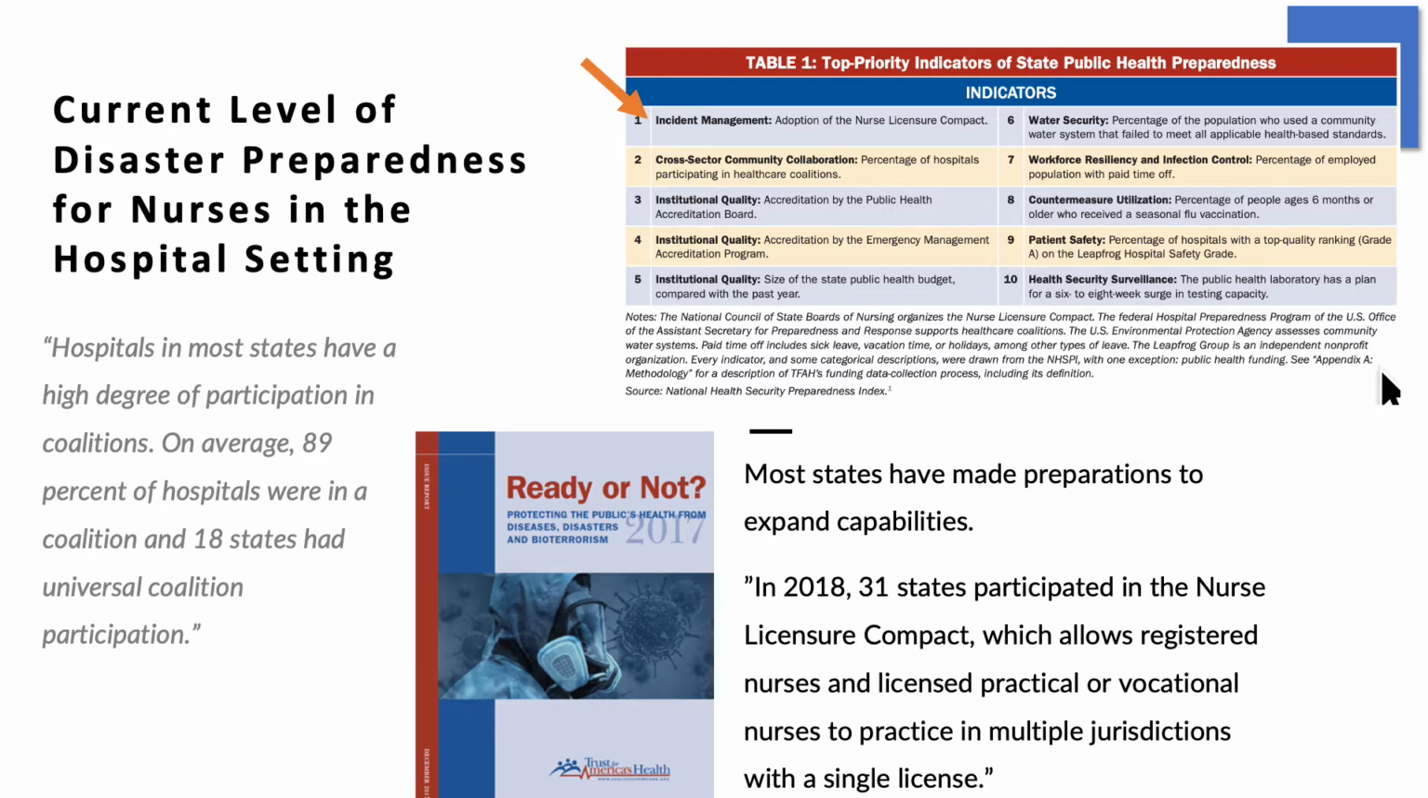The other two are patient safety, so the percentage of hospitals with a top quality ranking, and then health security surveillance, which is the public health laboratory has a plan for 6 to 8 week surge testing capacity. And I think we all realize that the testing we need to do changed drastically during the pandemic. And many people who were prepared had ended up not as prepared as they thought they would be for something like a pandemic.